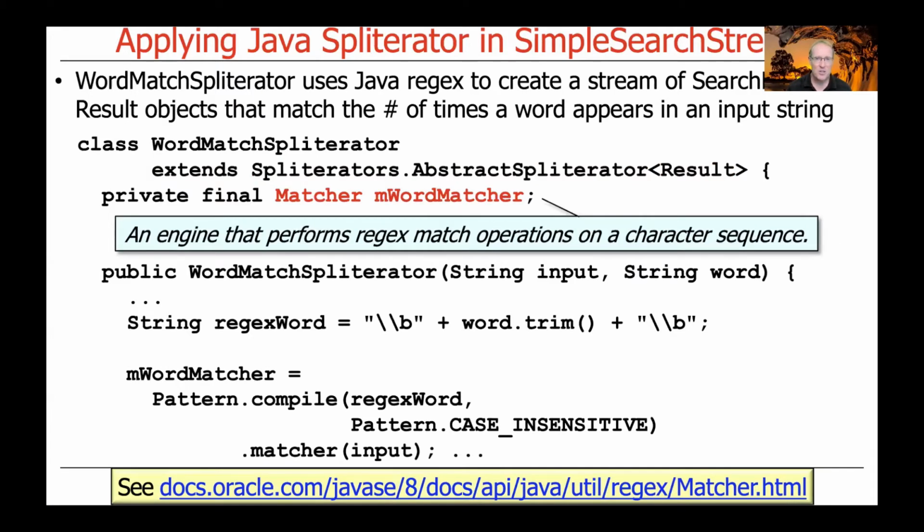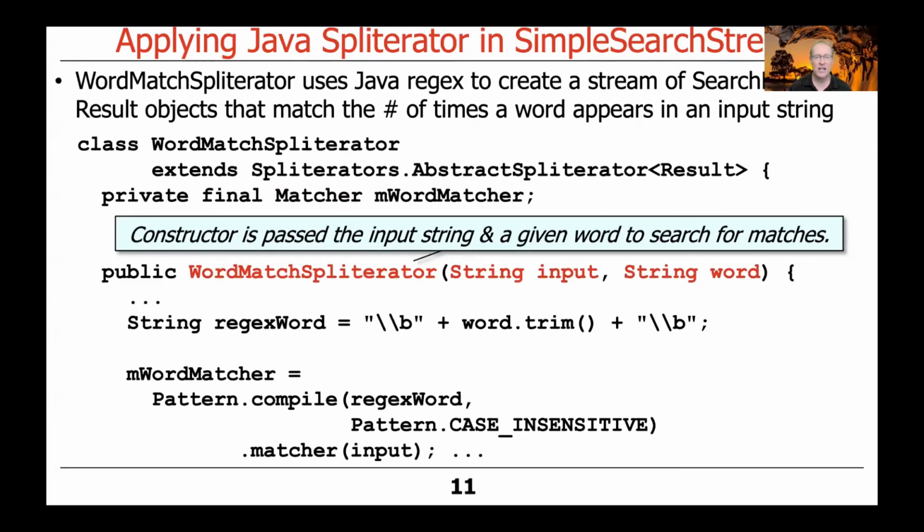Here are some of the fields that are defined as part of the WordMatchSpliterator class. The first field we have here is a Matcher, and a Matcher is a class that's defined in the Java regular expression package, and it basically performs regular expression matching operations on a character sequence or a string. Then here is the constructor for WordMatchSpliterator, and you can see how it's given a string, which is the input, and a string that's the word that we're looking for.